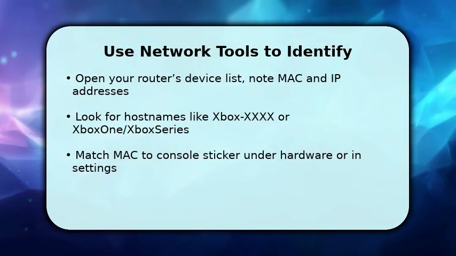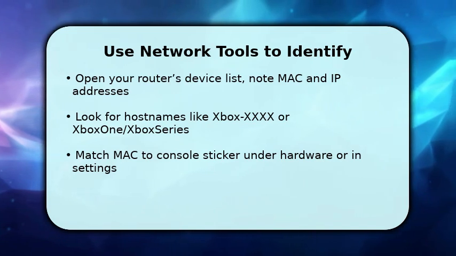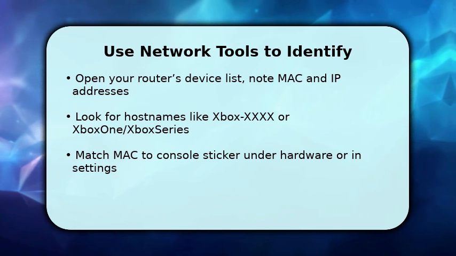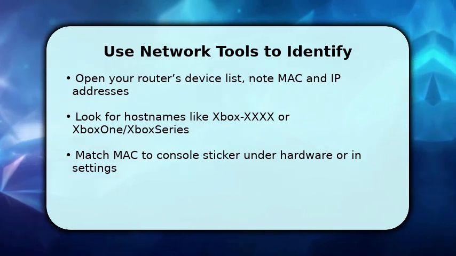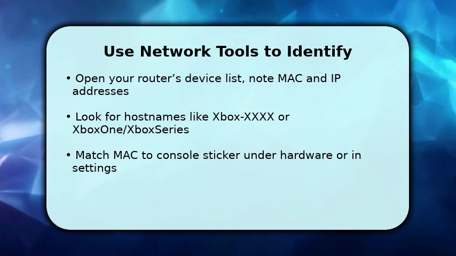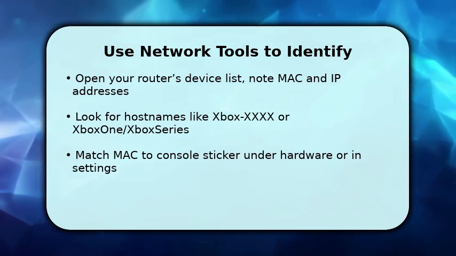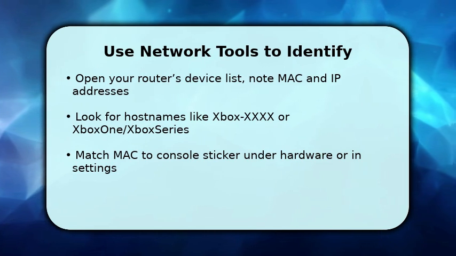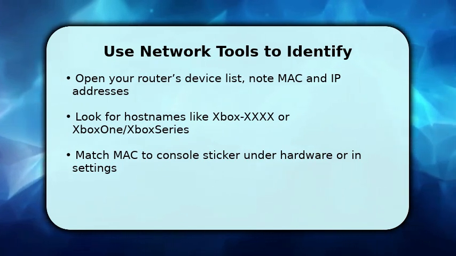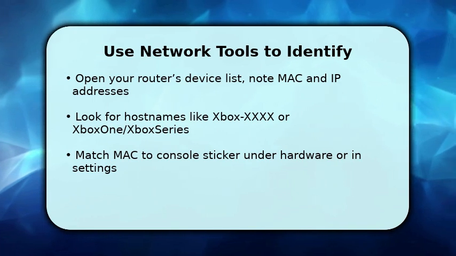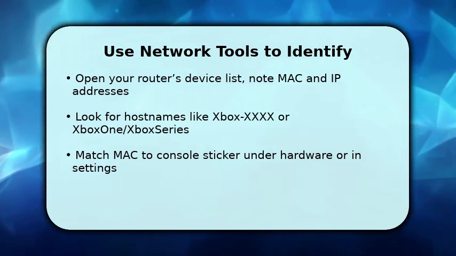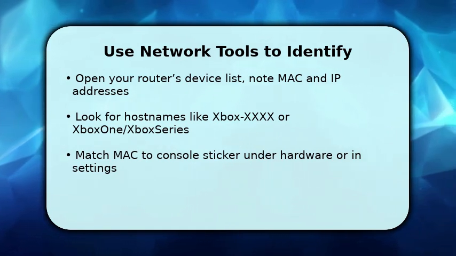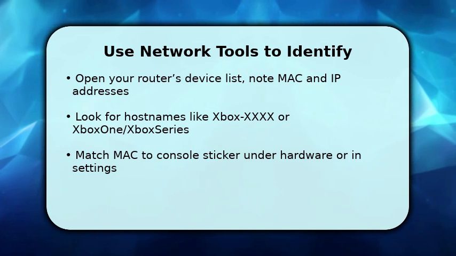You move on to network verification. Log into your router's admin page and view connected devices. Once there, look for host names that include Xbox or unfamiliar device names and note their IP and MAC addresses. If you have the console nearby later, match that MAC to the sticker on the Xbox or within Settings Network Advanced. Once you identify the IP, you can ping it from a phone or laptop to confirm it's active, and use that info to narrow physical search areas or to remotely wake the console if supported.